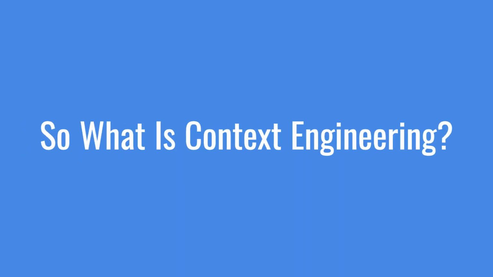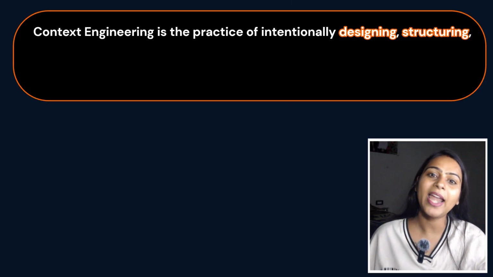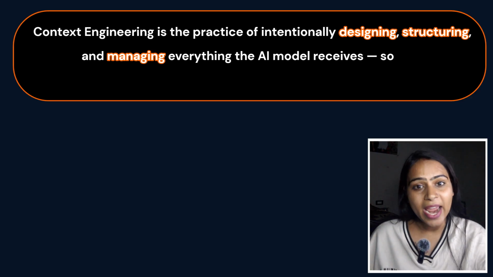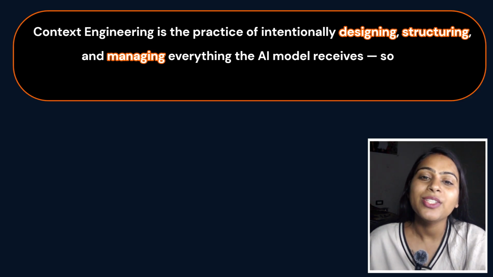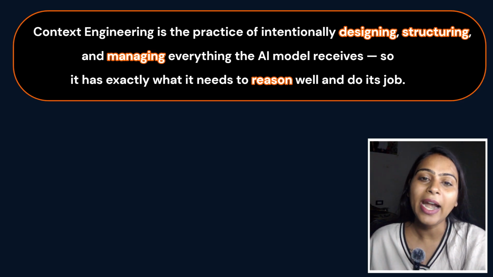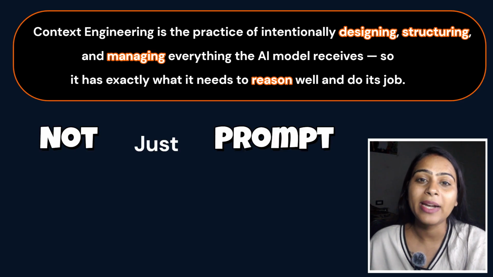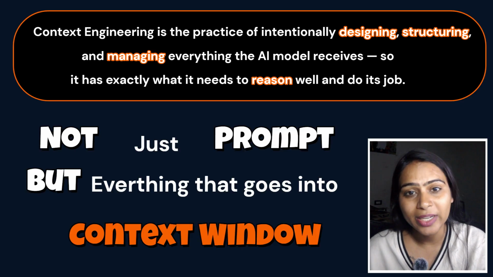So, what is context engineering? Context engineering is the practice of intentionally designing, structuring, and managing everything the AI model receives, so it has exactly what it needs to reason well and do its job. Not just the prompt, but everything that goes into the context window.